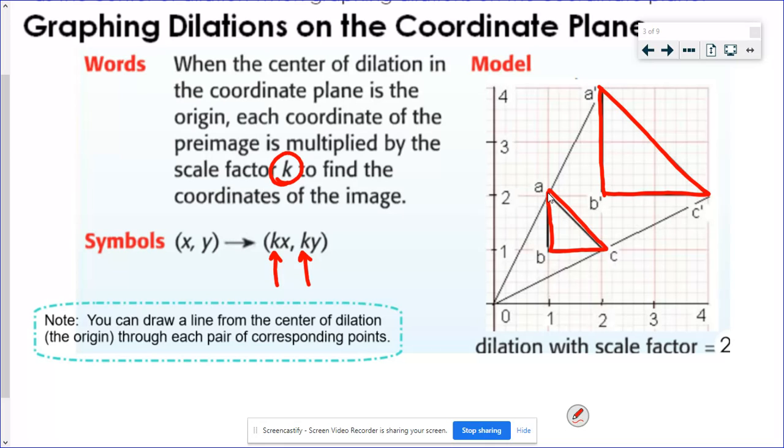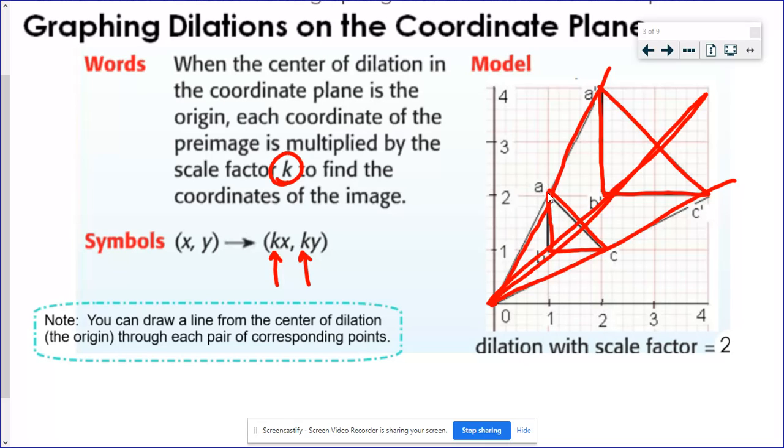And then here's the way that you can check these. The center of the dilation being at the origin means that I could draw a line from the origin through point A and A prime. Not a very straight line, but it should go right through both of them if we dilated everything correctly. This one isn't drawn, but I should be able to go through B and B prime. Not very good with the line there, but they all line up, even if I didn't have a very good line there for you.